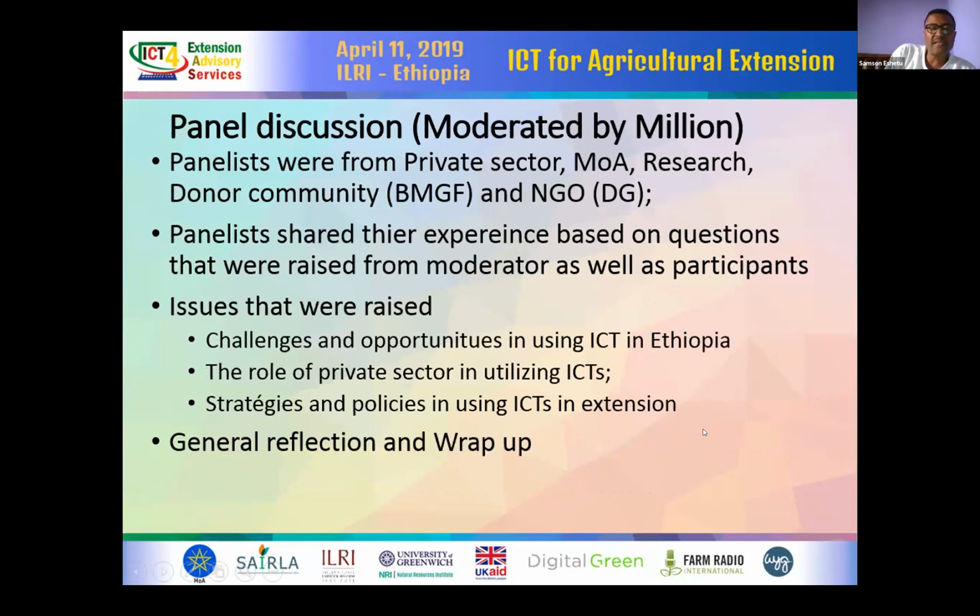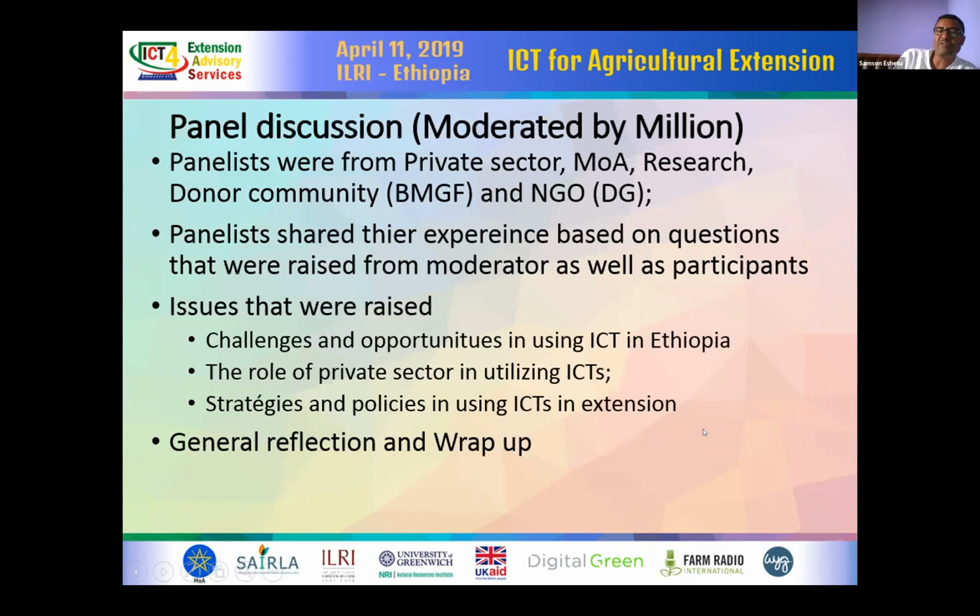Yes, then another session which we held was the panel discussion. In fact, this session was moderated by Million. So initially we identified different areas of topics to be discussed: what are the challenges and opportunities, especially in using ICT in Ethiopia, what will be the role of the private sector in utilizing ICTs, and what are the different strategies and policies in using ICTs in extension, especially in the Ethiopian context. These were the issues that we discussed during the panel discussion.